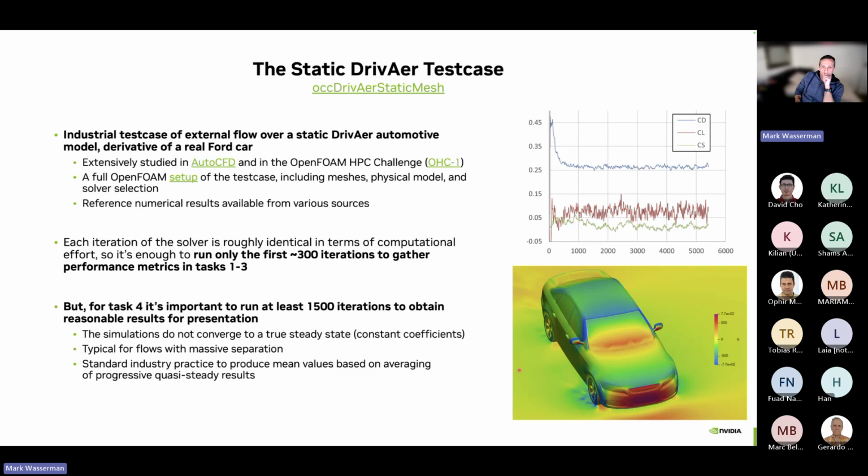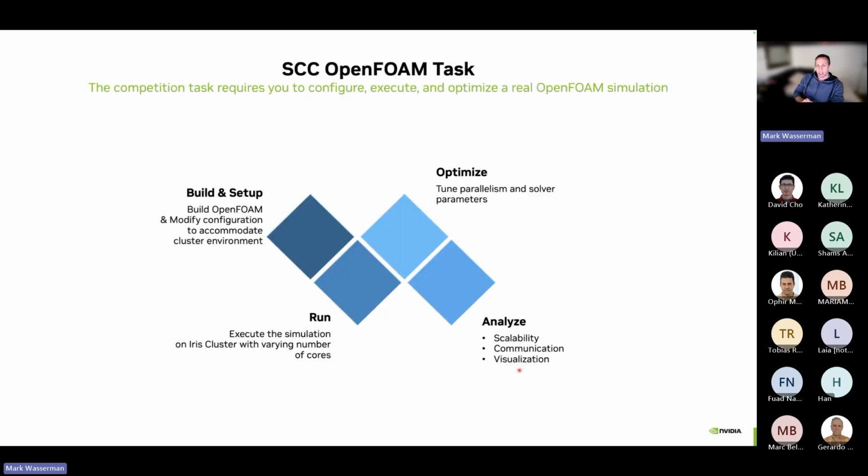So actually, before I dive into the specific test case, maybe it's a good point to stop for a second if there are questions, and then we can continue on. So are there any questions regarding OpenFOAM in general before we dive into the specific task? No? Okay. That's great.